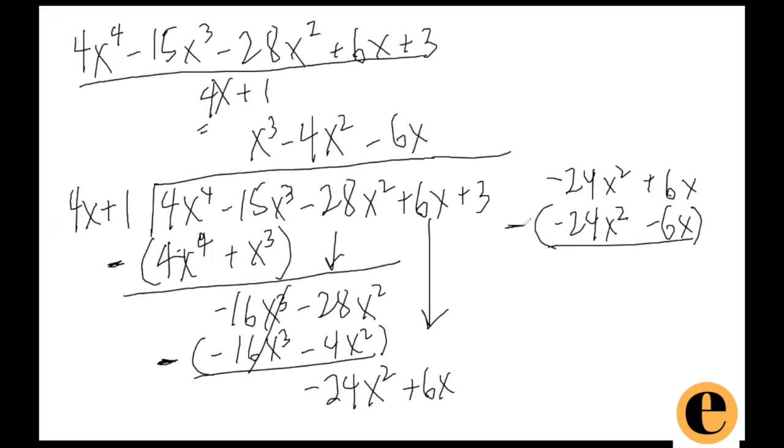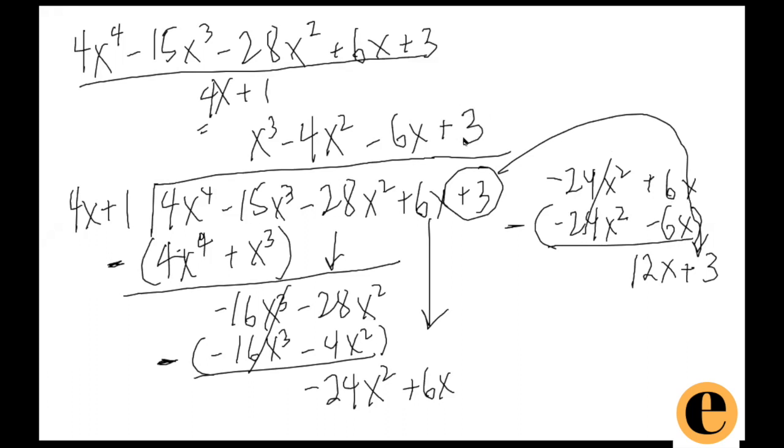Okay, subtract again. So, this one, magka-cancel lang. This one, 6x. Ito magiging positive. So, 12x. Ibaba natin to. Okay, we have plus 3. 12x divided by 4x, that's equal to 3. Okay? So, 3 times 4x plus 1, that's equal to 12x plus 3.